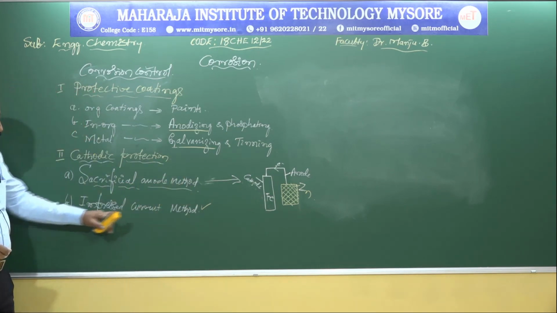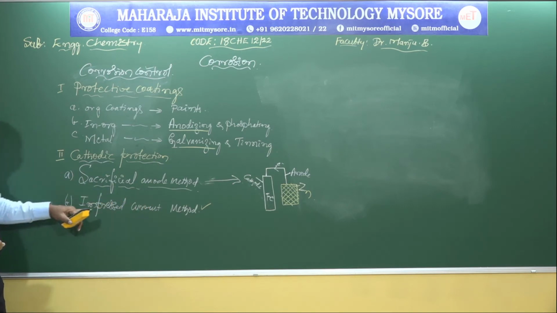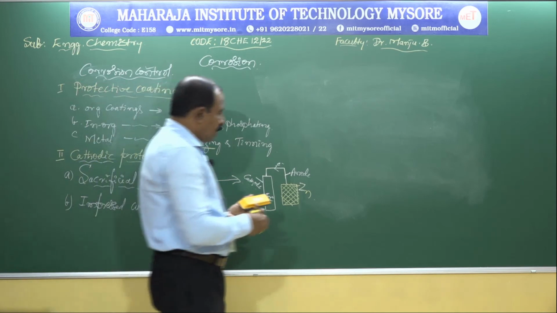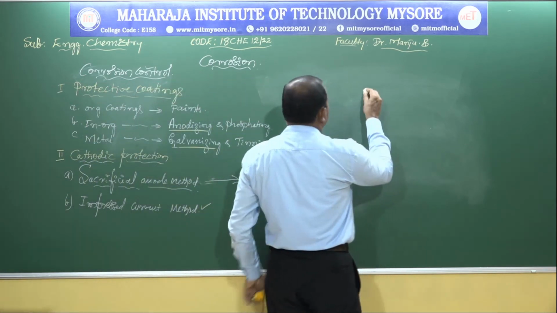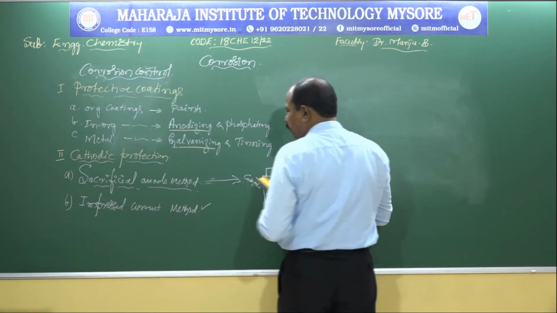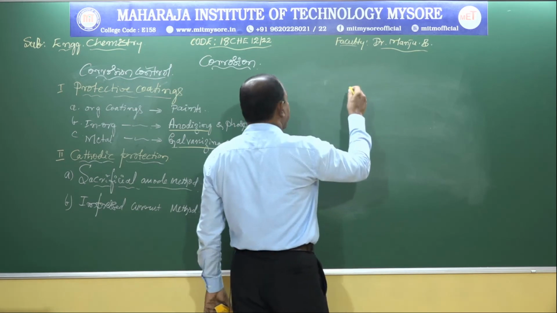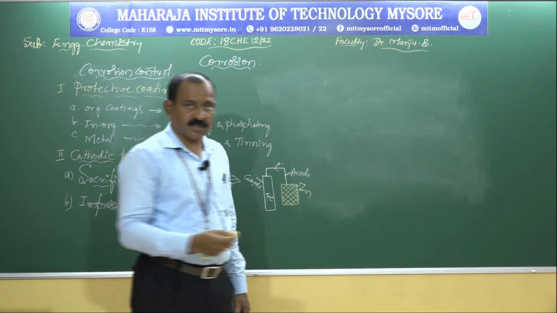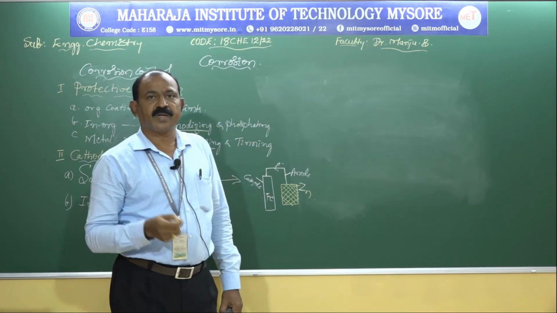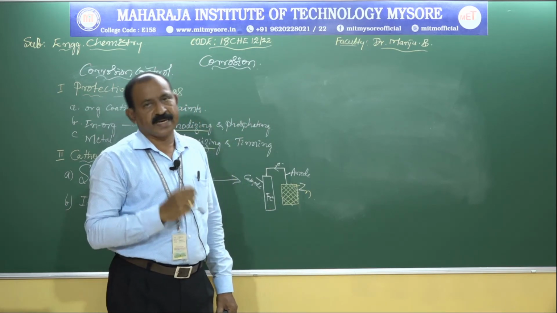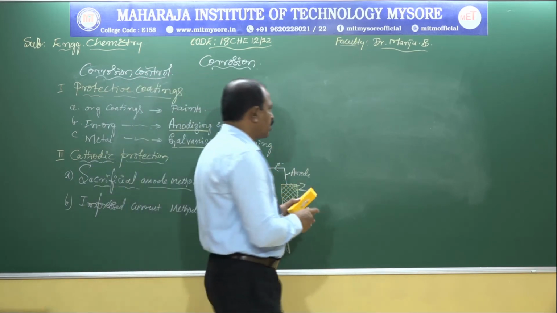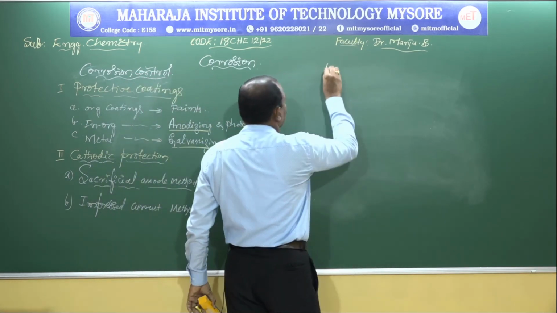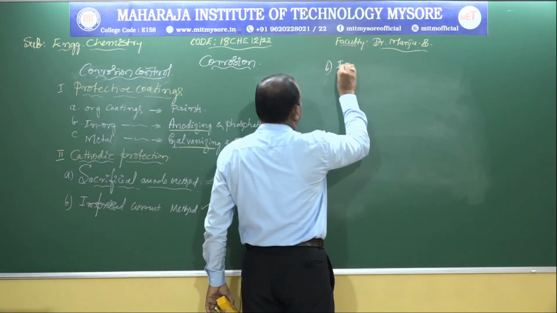Then I go for the impressed current technique. In this method, the base metal which you want to prevent from corrosion can be made a cathode by applying electric current in the reverse direction. Corrosion current can be nullified by applying electric current. This is the method, you can see that. Now I go for B, the impressed current technique.